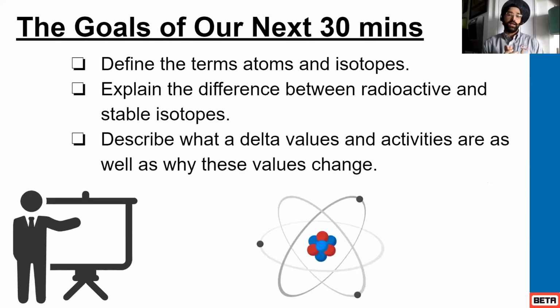What I'd like to do for our next 30 minutes is, first, set the goal. I want to define the terms atoms and isotopes. I've met a lot of people who are familiar with these terms, but they don't 100% understand how they're used in the field, so we'll talk about that. I want to explain what makes a radioactive isotope different from a stable isotope. I think everyone is pretty comfortable with what a radioactive isotope is, but we'll review it anyhow. Then we'll talk about what delta values are. When you have a delta value, just think of a change value, but we'll talk about what that means. And then also activities, and why these values change and what they tell us.